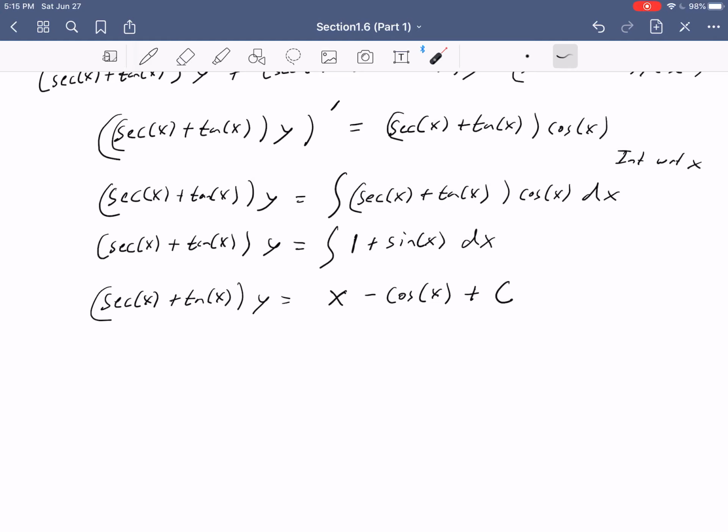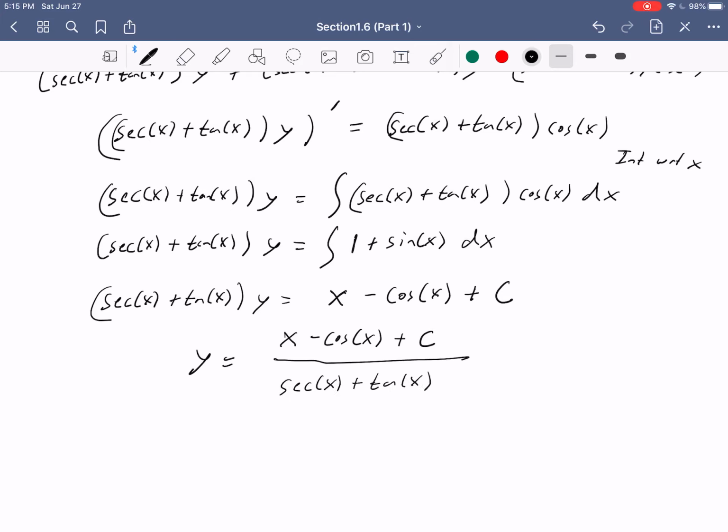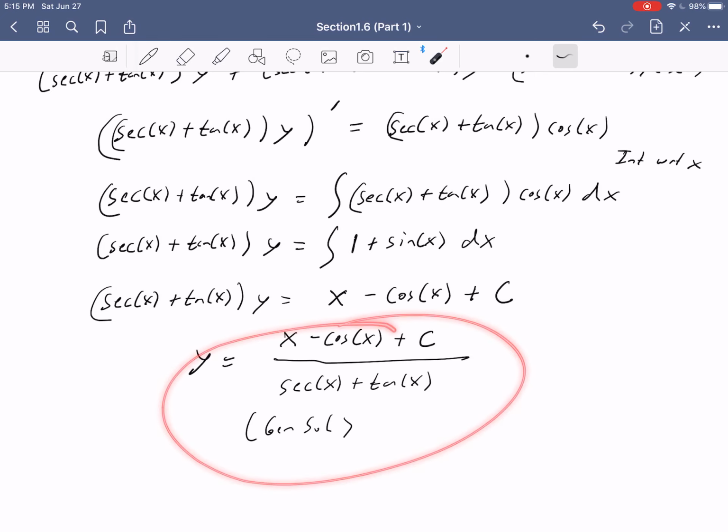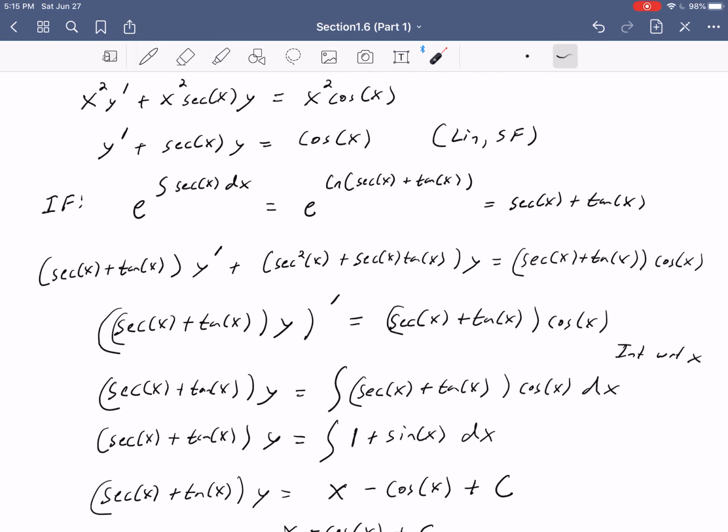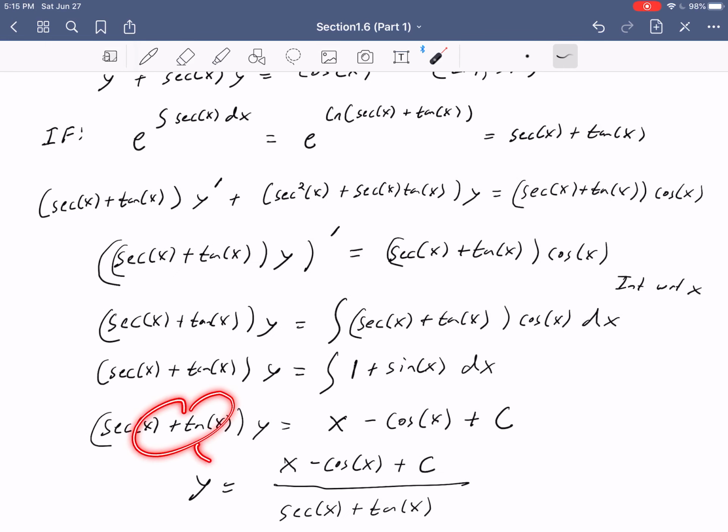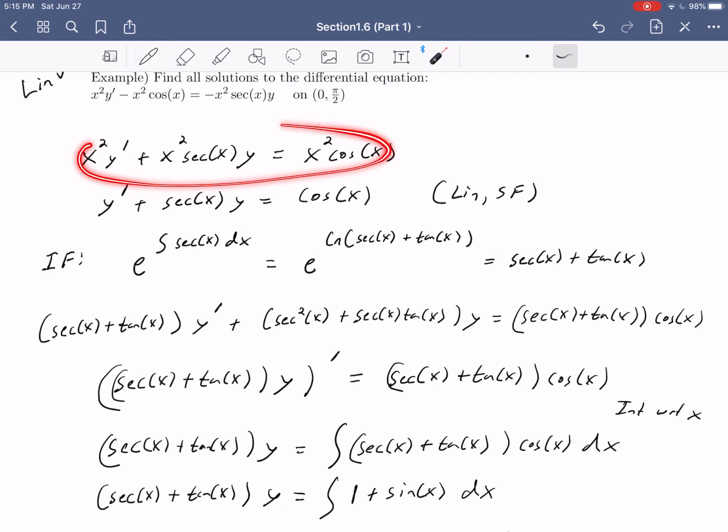And then I suppose if you really wanted to, you could divide this over, though I don't know in this case if it's that great of a choice, but we'd get x minus cosine x plus c over secant x plus tan x. And that right there would be considered our general solution. Every solution to our linear differential equation is going to be of that format on that interval 0 to pi over 2. Obviously, there were some moves like moving this over here, or like we said, dividing by the x squared up there, in which we would be concerned if we weren't on that 0 to pi over 2. But again, in our class, not too worried about domain restrictions like that.